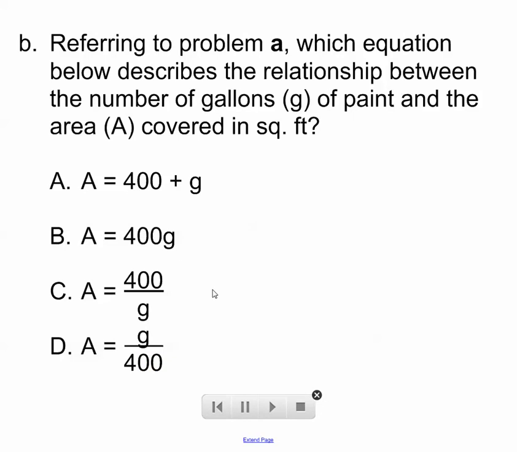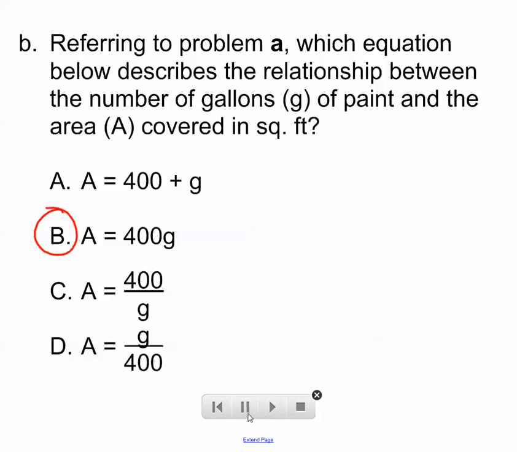Referring to problem A, which equation below shows the relationship between the number of gallons, G of paint, and the area covered in square feet? What do you guys think? Which one of these appropriately shows the relationship? Is the area that the paint covers 400 plus the number of gallons? Is it 400 times the number of gallons? Is it 400 divided by the number of gallons? Is the area the number of gallons divided by 400?